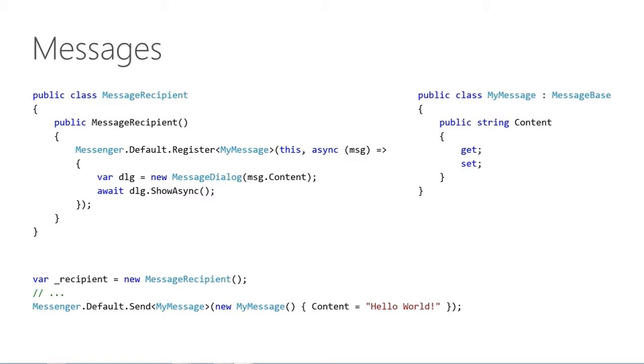Messenger.Default.Send, my message, so I'm putting that message on the message bus there, newing up my message and giving it some content. In this case, it's hello world. As soon as I do that, my underscore recipient instance is going to get that and show a message dialog with that content, and so basically bring that up on screen.